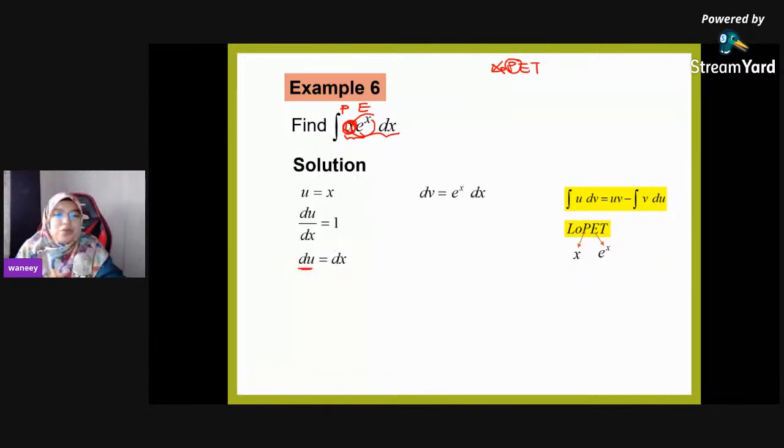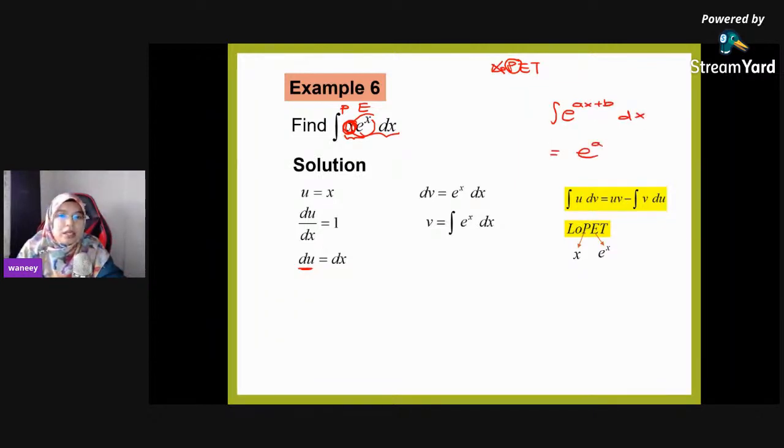So we're going to have du as the subject over here. And for this one, we're going to integrate both sides. So v is equal to the integral of e^x dx, integrating an exponential function. So the integral of e^(ax+b) dx is e^(ax+b) over a, plus c. So we copy down the exponent and then divide by the coefficient of x, which in this case is 1. So it will simply become e^x.